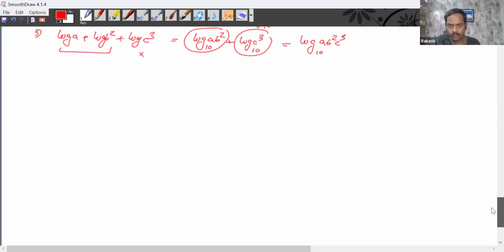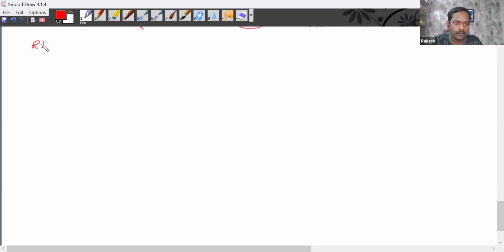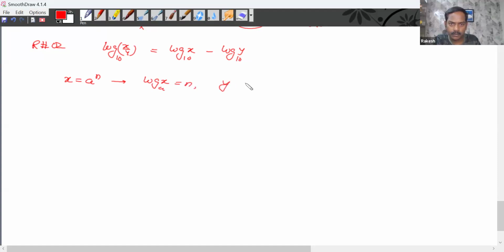Now let's move to rule number 2. Rule number 2 states that if we have to find the log of x over y, x divided by y, with base 10, this is nothing but log of x with base 10 minus log of y with base 10, right? Again, let's prove it. If the value of x is a to the power m, we can say that log of x with base a is equal to m, and if the value of y is a to the power n, then log of y with base a is equal to n.